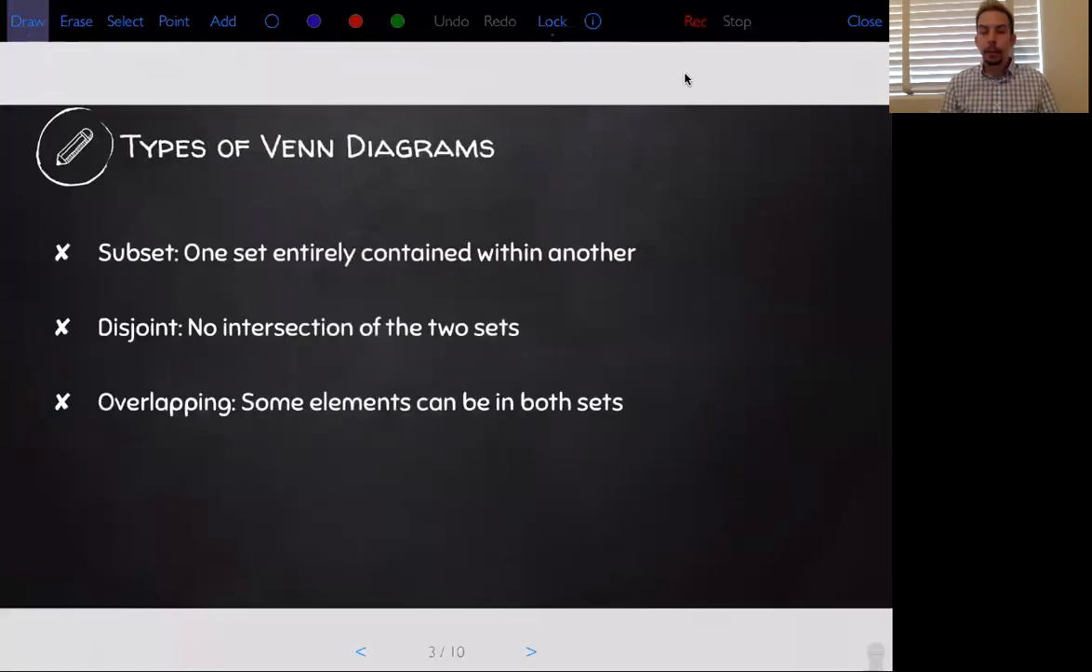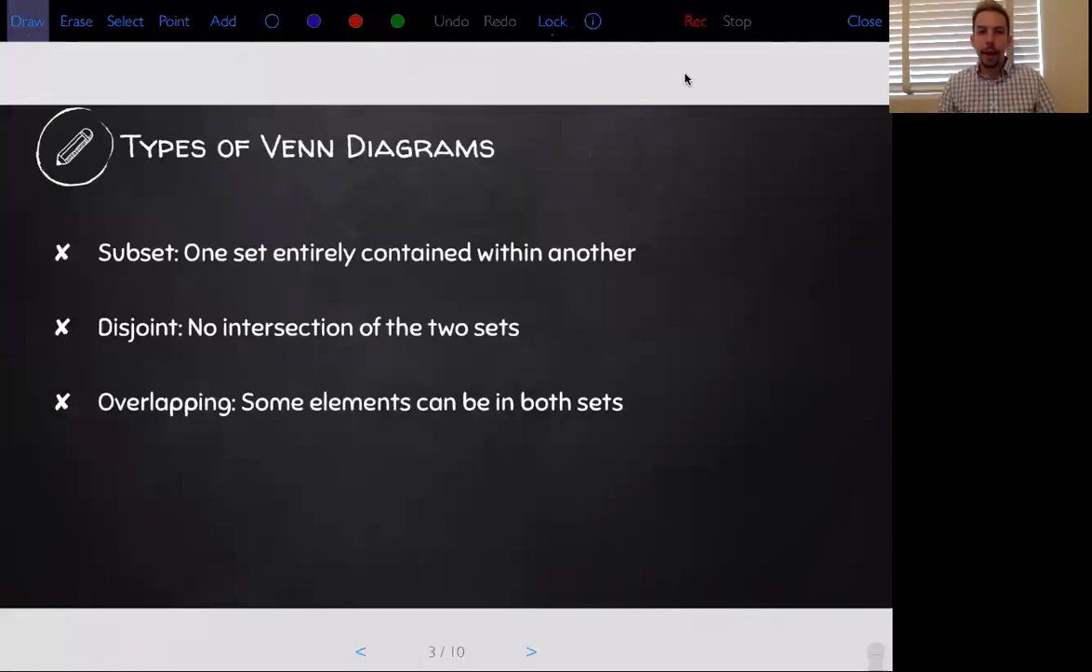There are 3 types of Venn diagrams that we're going to be associated with in this section. Make sure that you're familiar with all 3 of these. The first is called subset. A subset is when one set is entirely contained within another. So we could say, I don't know, dogs and chihuahuas. The chihuahuas are an entire subset inside of dogs, right? Every single chihuahua is a dog. So if you were to look at it in subset, you would see one group entirely inside of the other, the group of chihuahuas inside of the group of dogs.